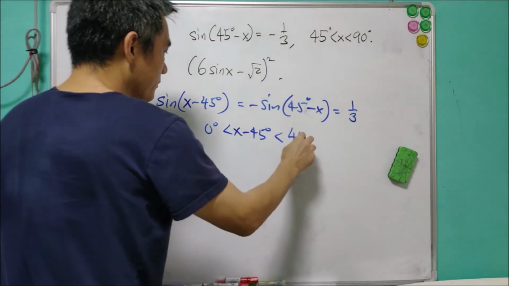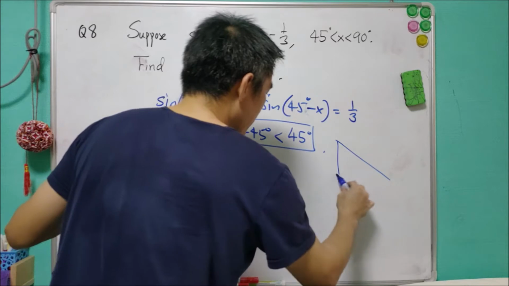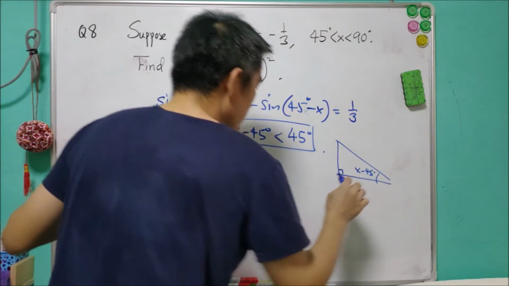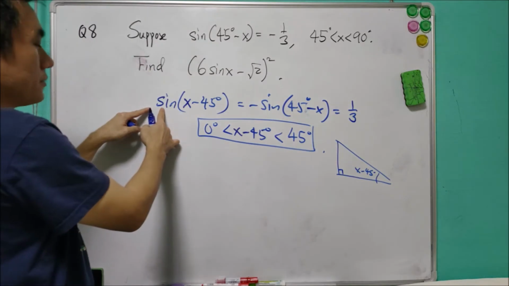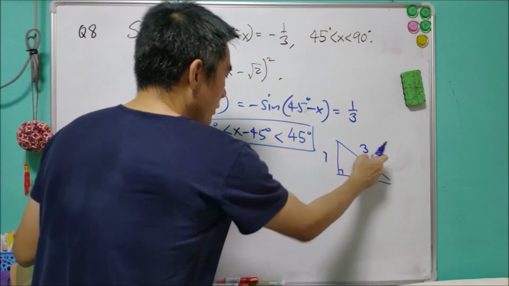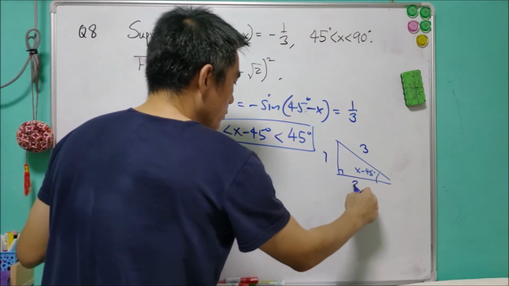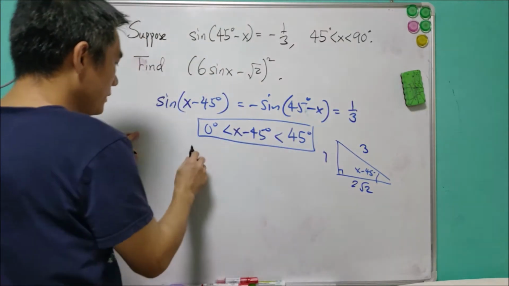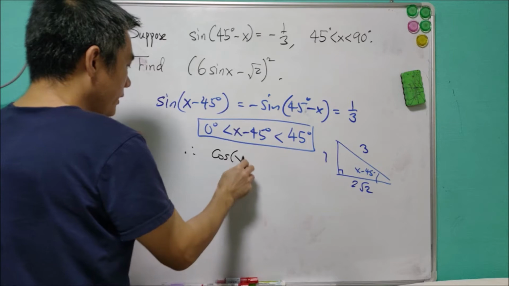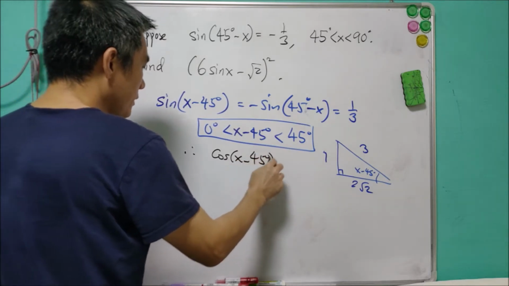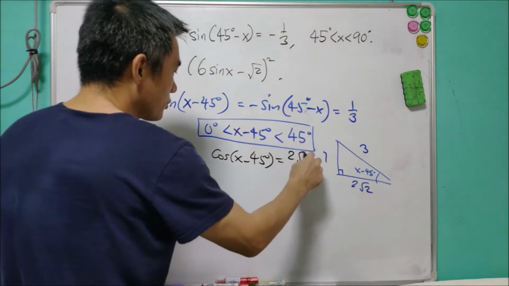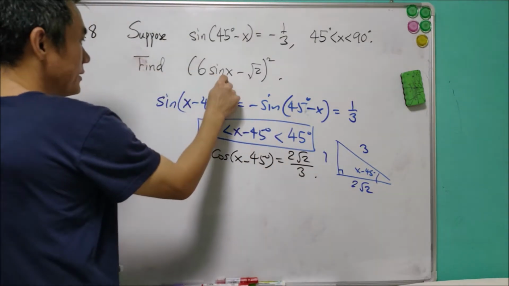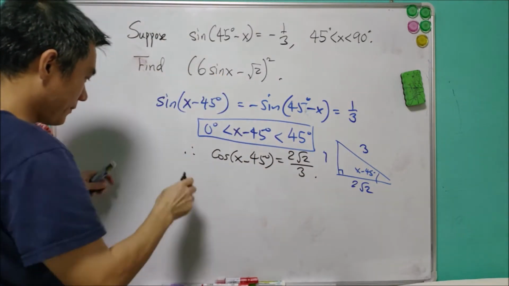We can see from here that, let's say, this is x minus 45 degrees. From the given condition, the ratio is 1:3, so this side will be 2 square root 2 using Pythagoras' theorem. From here, we know that cosine of (x minus 45 degrees) will be equal to 2 square root 2 over 3. We shall find out what is the value of sine x.